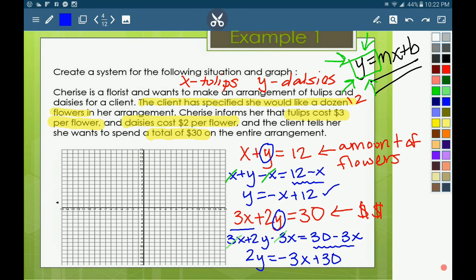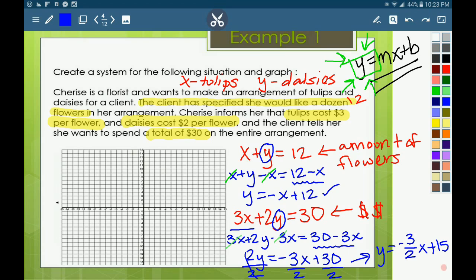And then now we can get rid of that 2. So we divide by 2. But remember, we need to divide everything by 2. So we need to divide this term by 2, and we need to divide that term by 2 on the other side of the equal sign. So this one turns into y equals negative 3 halves x plus 15.